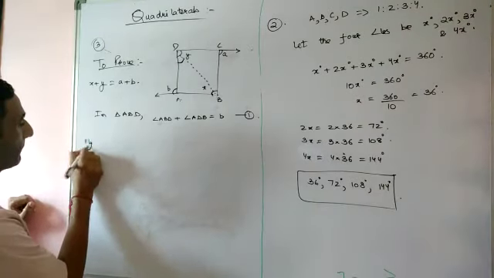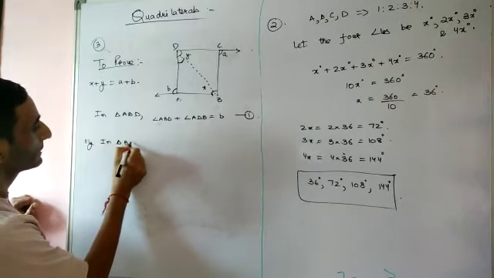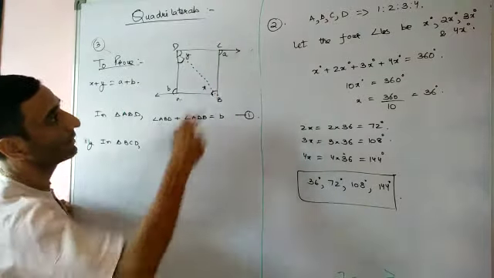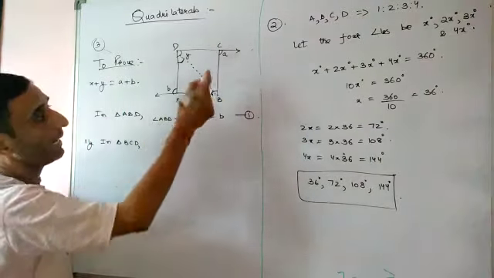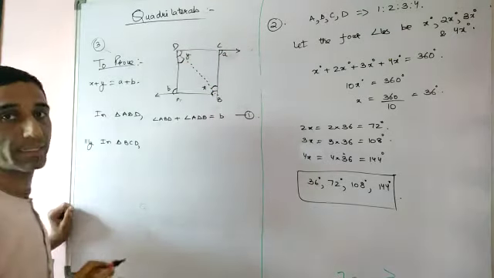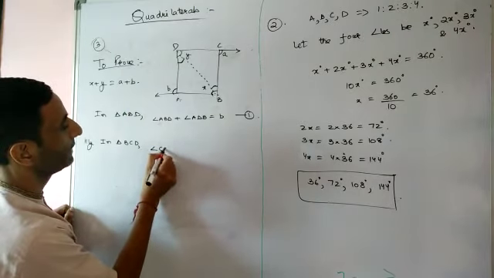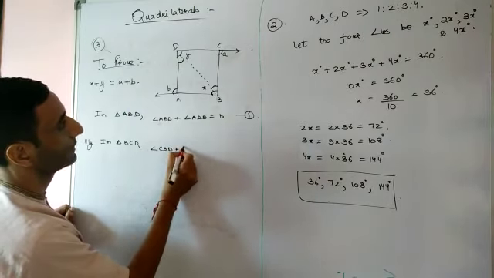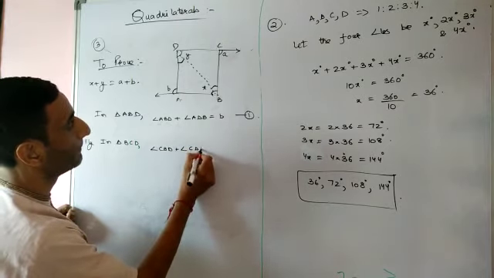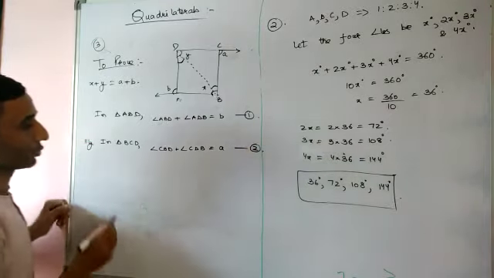Similarly, in triangle BCD, A is the external angle and these two are the internal angles. So angle CBD plus angle CDB is equal to A. This is equation 2.